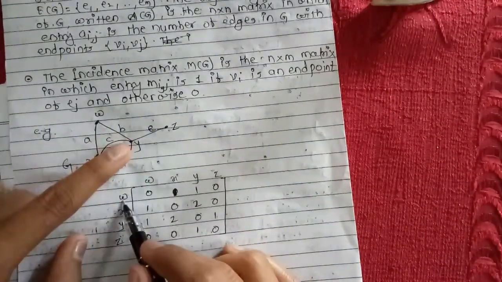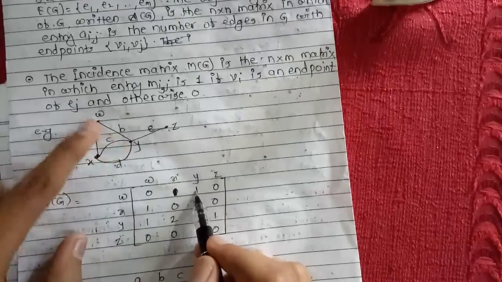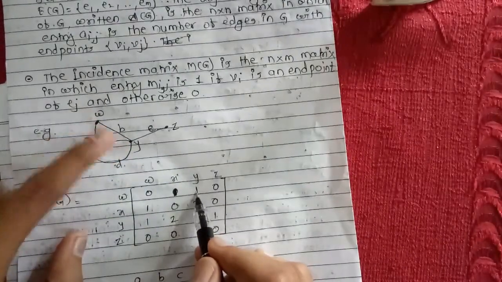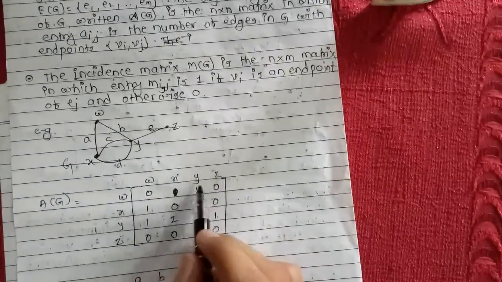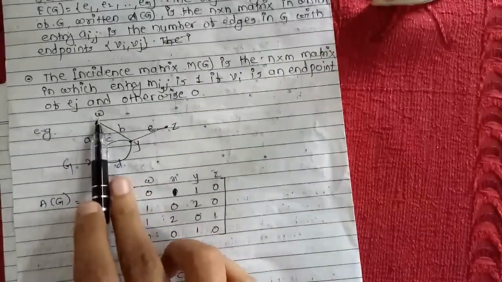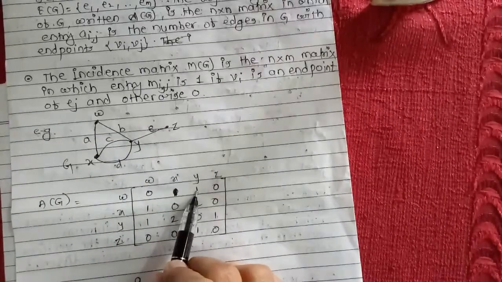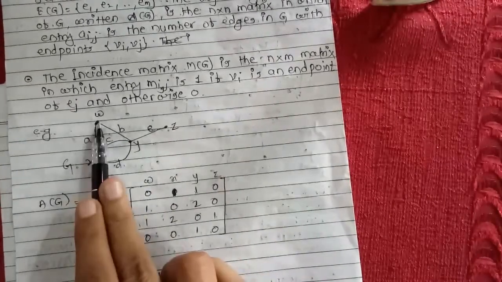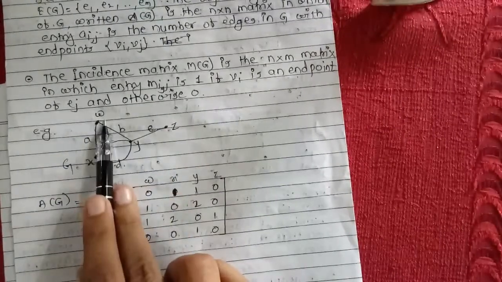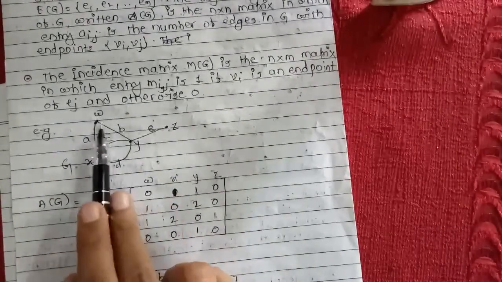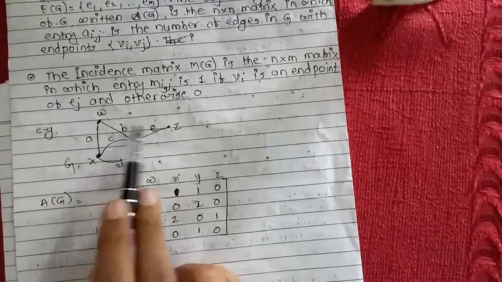Similarly for W, Y. There is also only one edge, B. How many edges are there between W and Y? There is only one edge between W and Y. Therefore, we put 1 here. Now, W, Z. There is no edge between W and Z; they are connected but not adjacent, right? Therefore, there is no edge between W and Z.